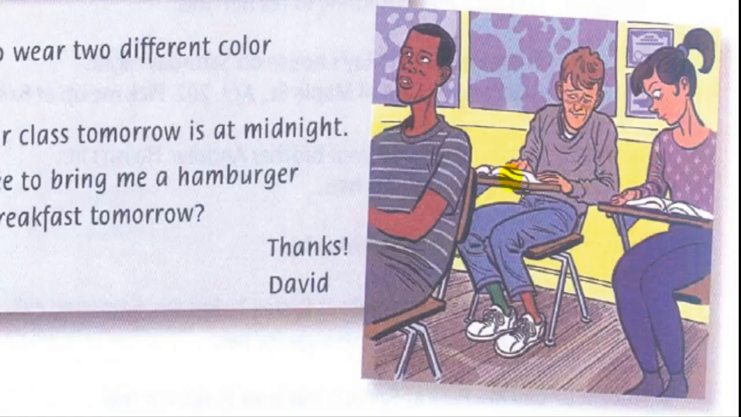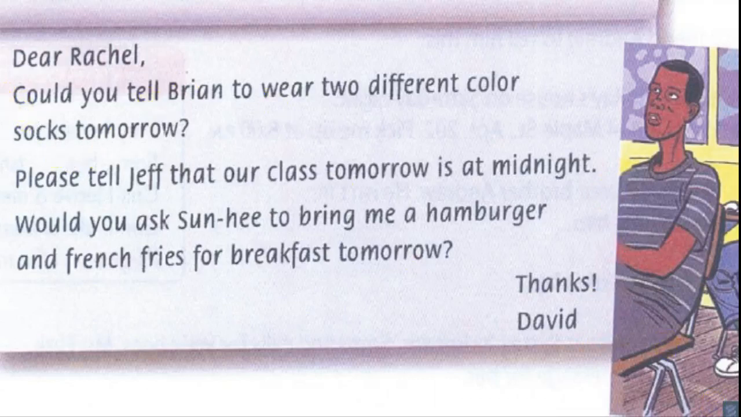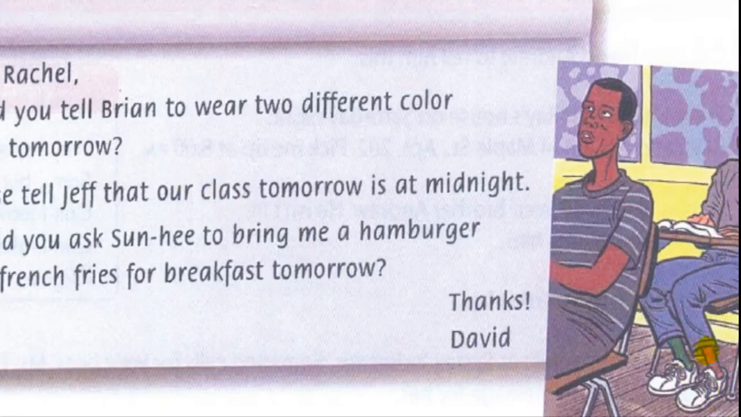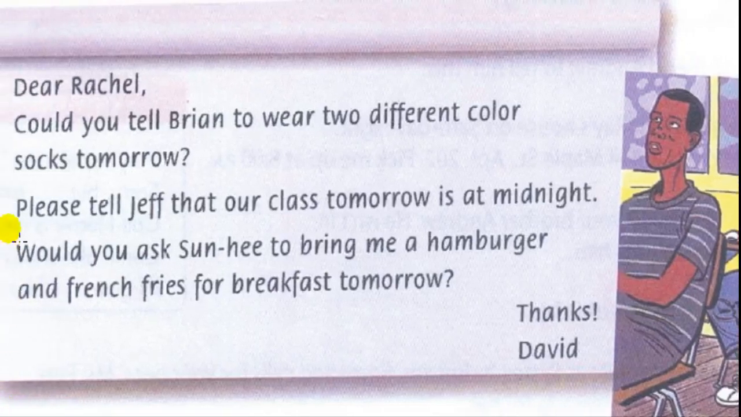Look at the picture here, you have 3 persons. So someone writes a note, and then you give the note to another person, to tell the message to the third person. Let's read a message. Dear Rachel, could you tell Brian to wear 2 different color socks tomorrow? Socks. These are socks. Please tell Jeff that our class tomorrow is at midnight. Would you ask Sunhee to bring me a hamburger and french fries for breakfast tomorrow? Thanks, David. So this is a message from David to Rachel, to tell Brian, Jeff, and Sunhee different requests.